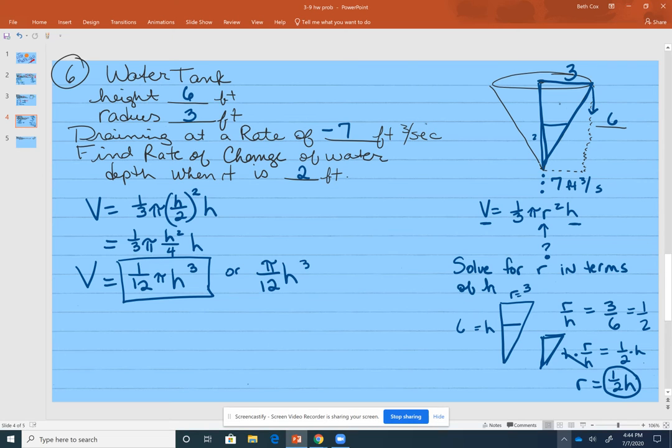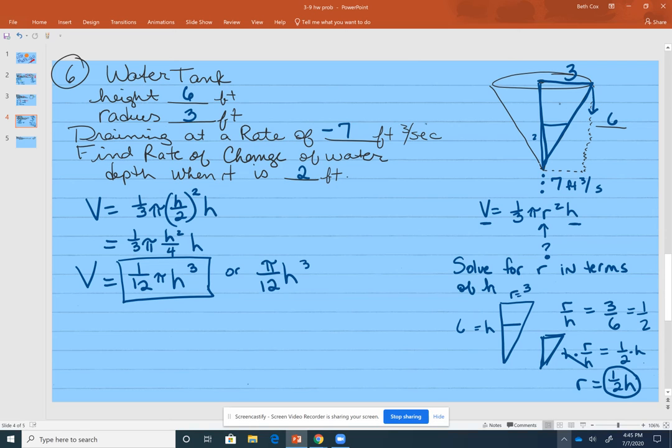The ratio of the sides, the radius to the height, never changes no matter what. The ratio is always going to be 1 to 2. The radius is always going to be half the height. And so we can replace r with h over 2 and go from there.